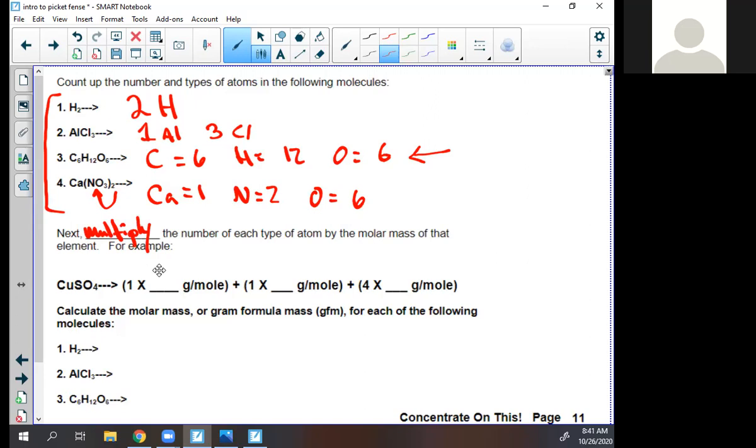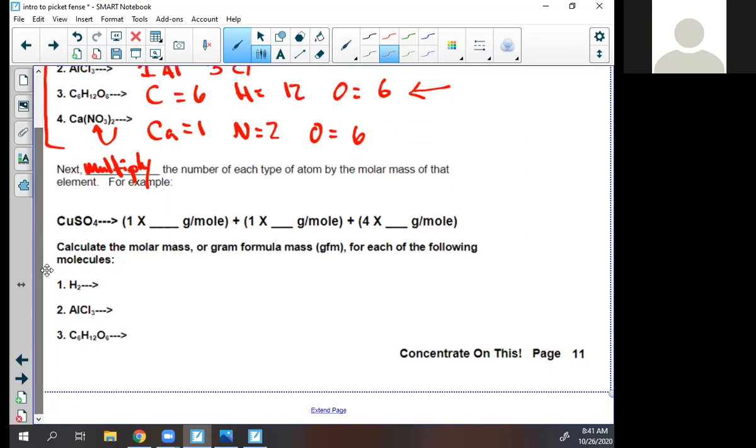So now we apply the CuSO4 and what we learned before. There's 1 copper and its mass is 63.5. Now, I didn't make that number up. I found it from the periodic table. You found it from the periodic table before, right? Is that right? 63.5? Okay. Next, there is 1 sulfur and it's 32 grams. And then there was 4 oxygens and they are 16.